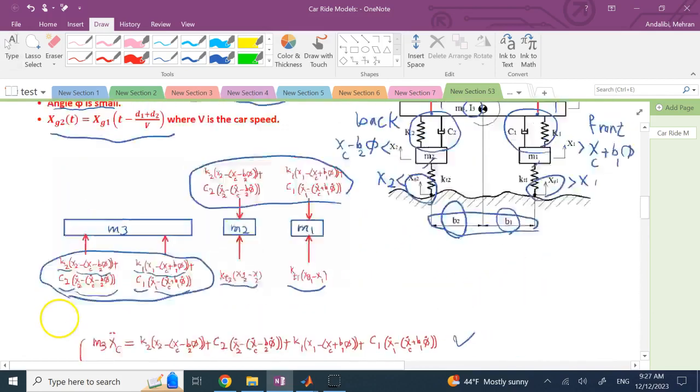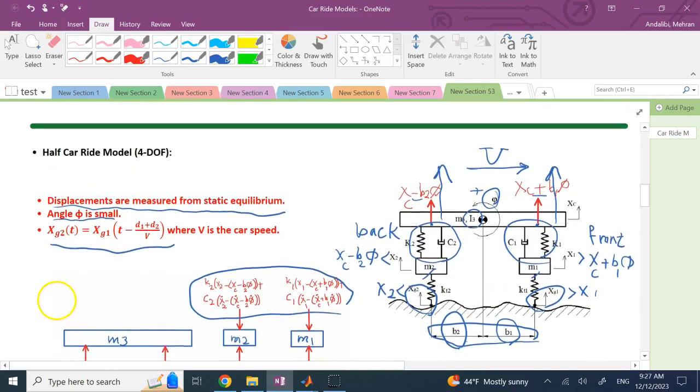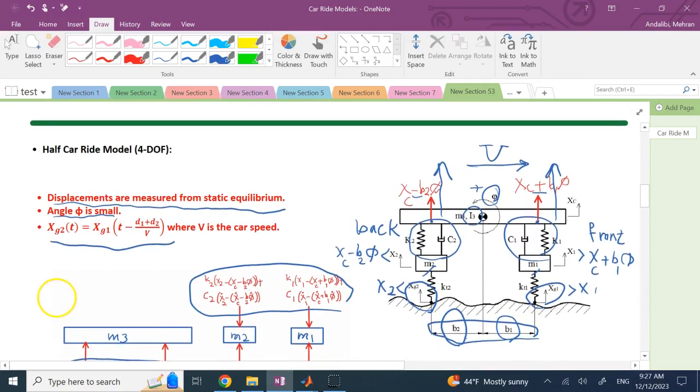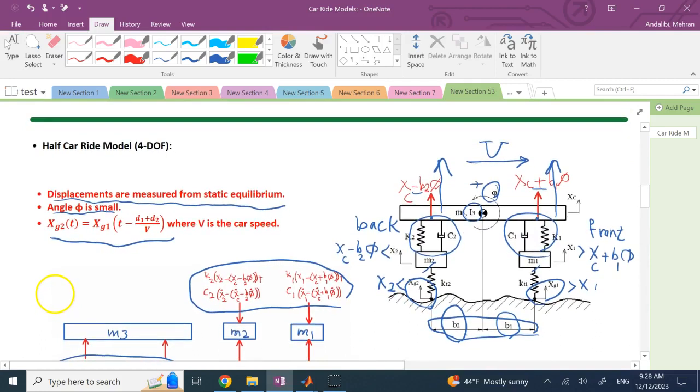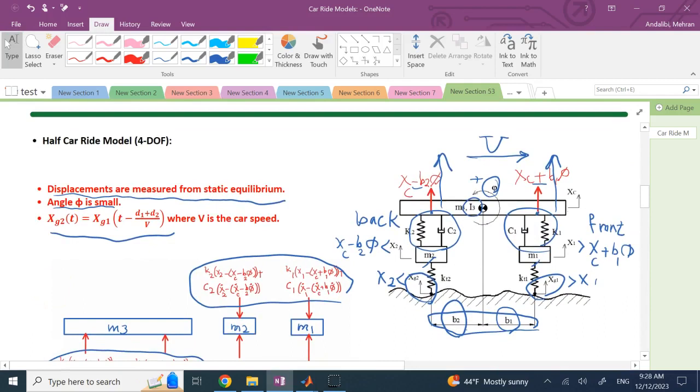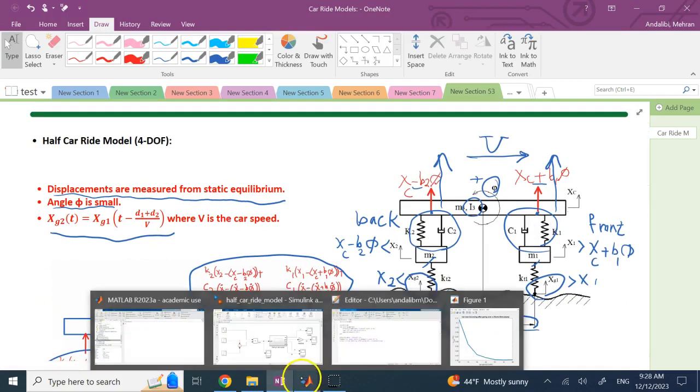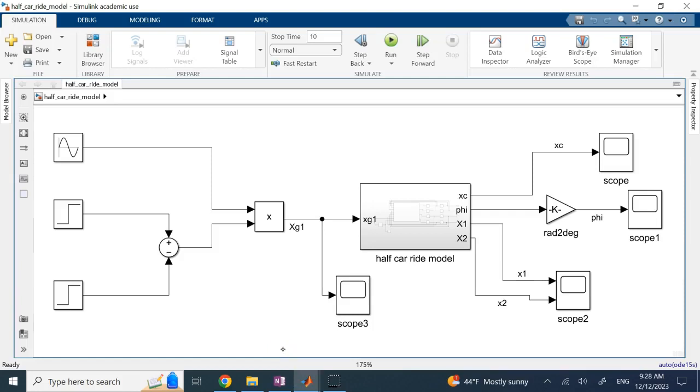So now what I'm going to do is I'm going to show you my Simulink model. This time I use the Simulink customized MATLAB function instead of the SimScape blocks. And here is my model.